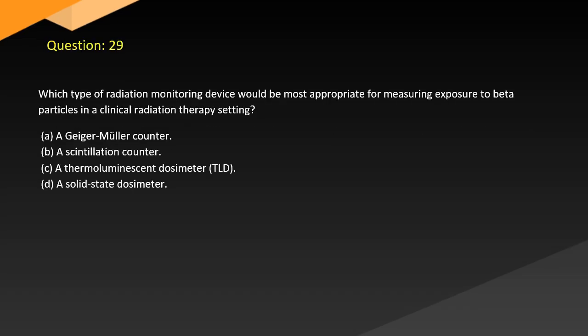Question 29. Which type of radiation monitoring device would be most appropriate for measuring exposure to beta particles in a clinical radiation therapy setting? A. Geiger-Müller counter. B. Scintillation counter. C. Thermoluminescent dosimeter, TLD. D. Solid-state dosimeter.